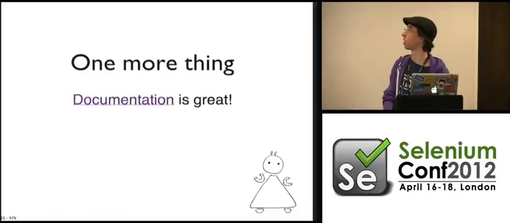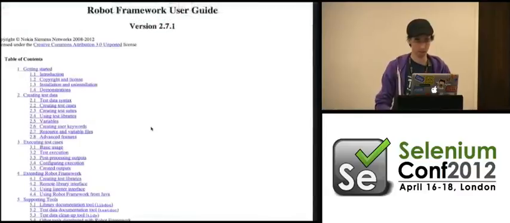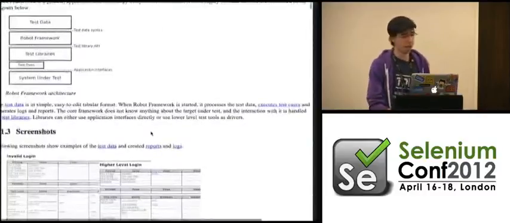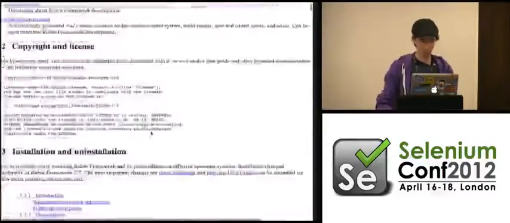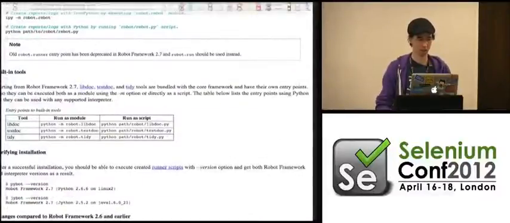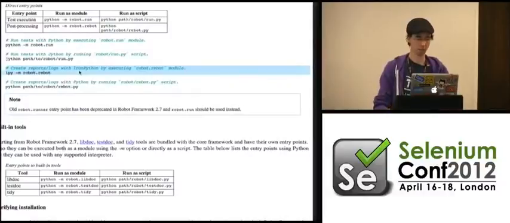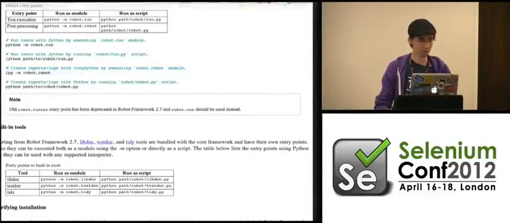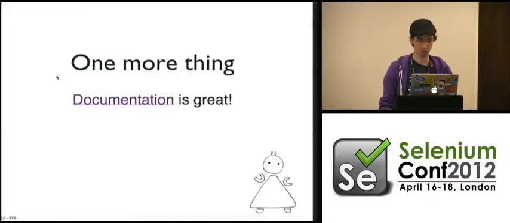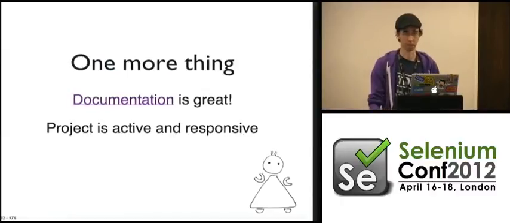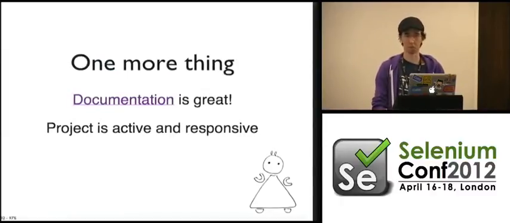That's about it. One more thing. There's a great user guide that goes into great detail, where I stole my slides from. It covers what Robot Framework is, how it works, and every little thing that it can do. Oh, there's IronPython. There seems to be an ongoing effort to get .NET supported as a first-class language. And the project is very active and responsive. The mailing list is pretty active, and they are twittering and responding to email.